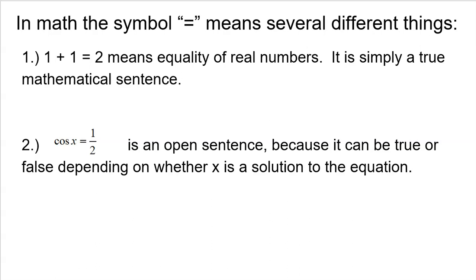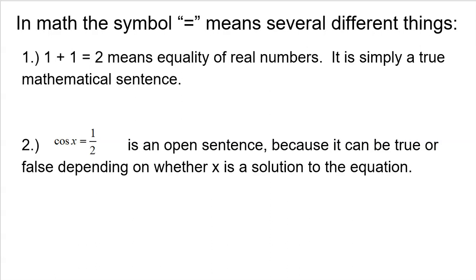If I plug in 90 degrees, cosine of 90 degrees is 0, not 1/2. So 90 degrees is not a solution. If I plug in 9 degrees, it is not going to be true. So I say it's an open sentence because it all depends. Sometimes it's true, sometimes it's not true. And that's really the foundation of an equation. And we like to solve equations to figure out what the solutions are. So that's a different use of the word equals.